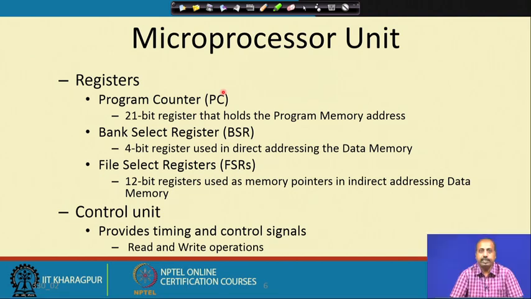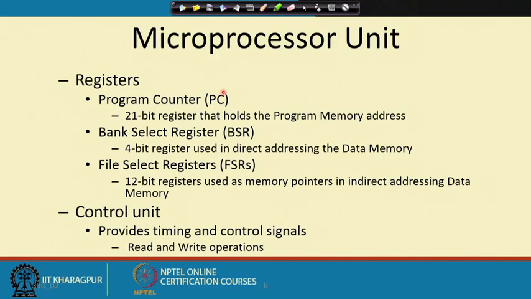And there are file select registers. These are 12-bit registers used as memory pointers for indirect addressing of the data memory. They are useful for getting those pointers in an indirect addressing mode. So if you are trying to get some operand of some instruction, they will use these file select registers. Then there is the control unit. The control unit will provide timing and control signals, and the read and write operations will be done through this control unit.